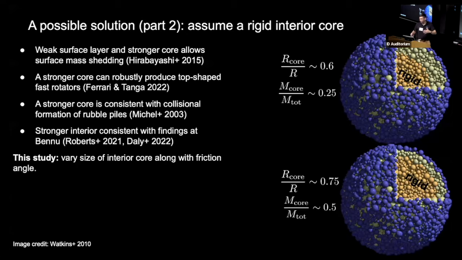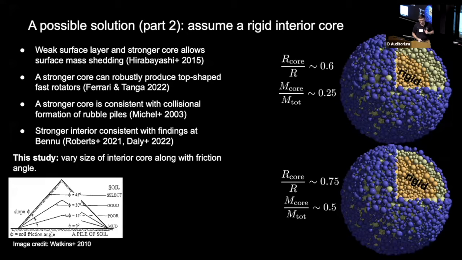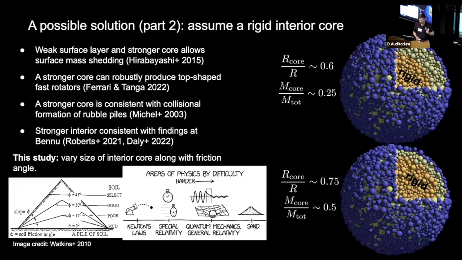Okay, so what we're going to do is vary the size of this rigid core. I'm only going to show you simulations from that top one just to save some time. Then we're also going to vary the friction angle of the material. So we're varying the material parameters. A friction angle is like if you poured out a pile of sand, it's the angle that it would sit at, the angle of repose. And if we're going to be talking about sand, I have to throw in this funny comic from XKCD. Okay, so all I'm doing right now in these simulations is just Newton's laws and sand, nothing else.